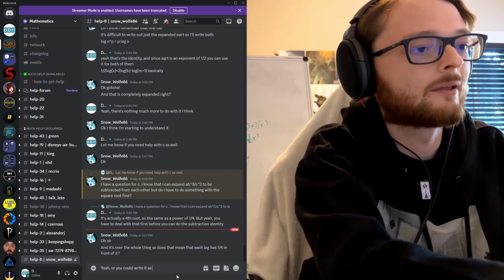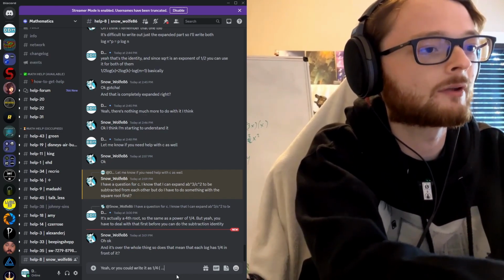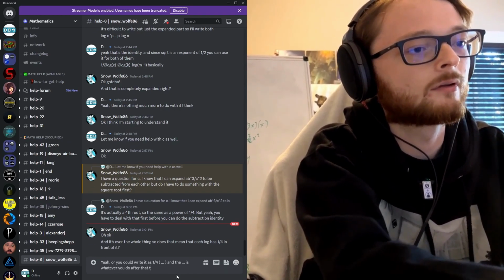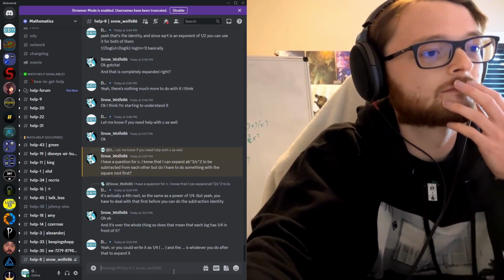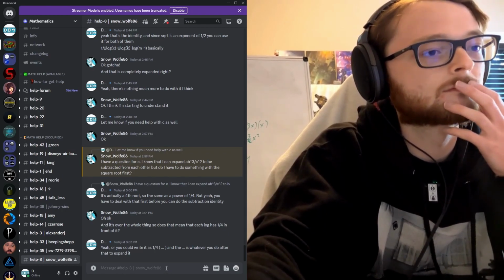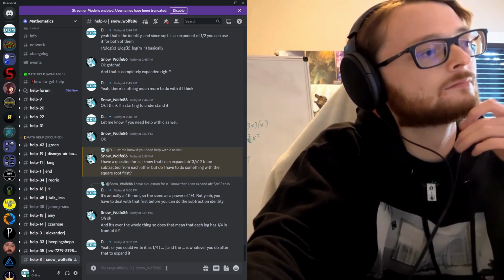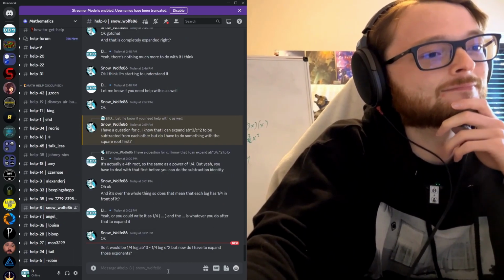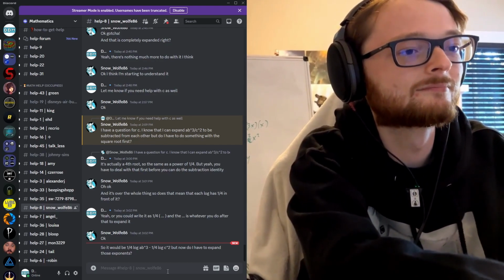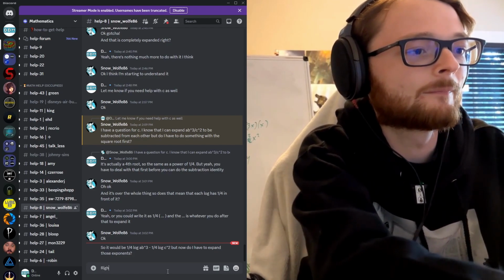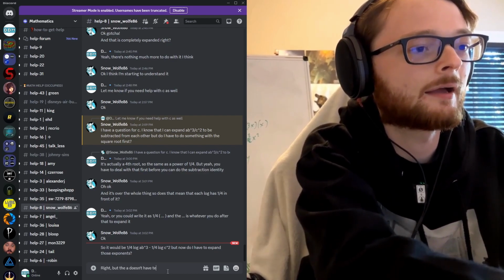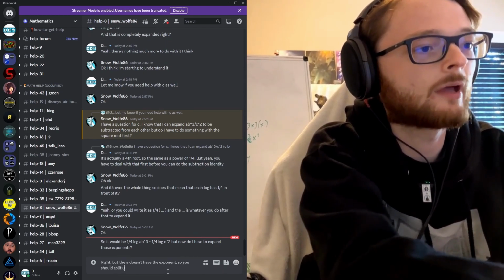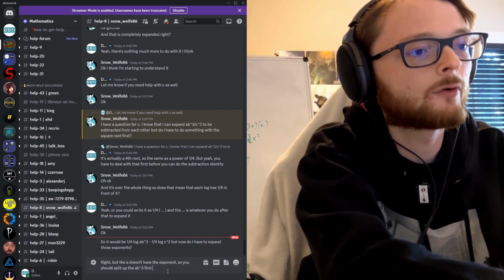You could write it as 1/4 parentheses... Dot is whatever you do after that to expand it. Okay. Right, but the A doesn't have the exponent, so you should split up the AB cubed first for that log.